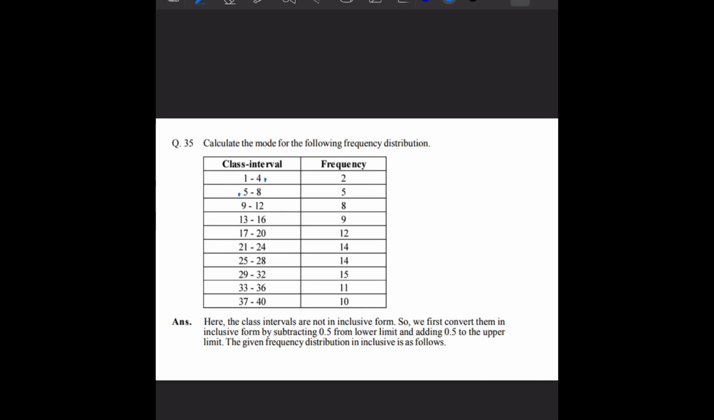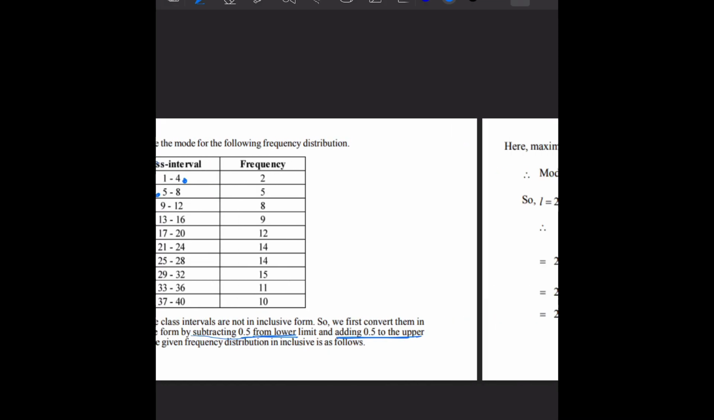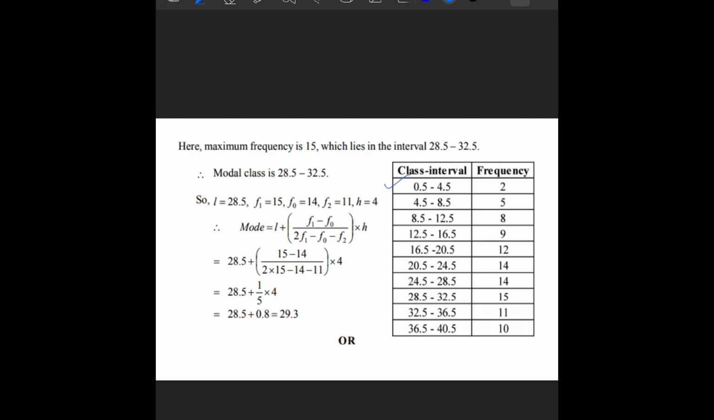Calculate the mode of the following frequency distribution. 1 to 4, frequency is 2, and so on. As you can observe, यहां पर जो इसकी अपर लिमिट है और इसकी लोअर लिमिट है वो इक्वल नहीं है. डेटा कंटिन्यूअस चाहिए. अगर डेटा कंटिन्यूअस बनाना है तो आपको लोअर लिमिट से 0.5 सब्सट्रैक्ट करना पड़ेगा और अपर लिमिट में 0.5 ऐड करना पड़ेगा. अब आप सारे इंटरवल्स में ऐसा करोगे तो you will get 0.5 से लेके 4.5, 4.5 से लेके 8.5 and so on.